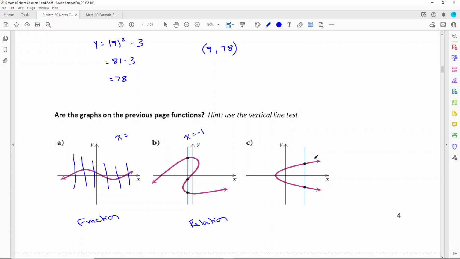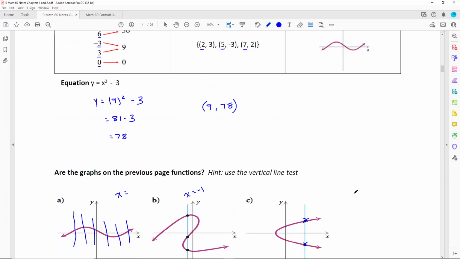Hopefully you've thought about it. It already has the vertical line drawn for it, so you can see it passes through once, twice. It's not a function. This is a relation, and oftentimes textbooks will just say not a function, because we are concerned about whether things are functions or not.